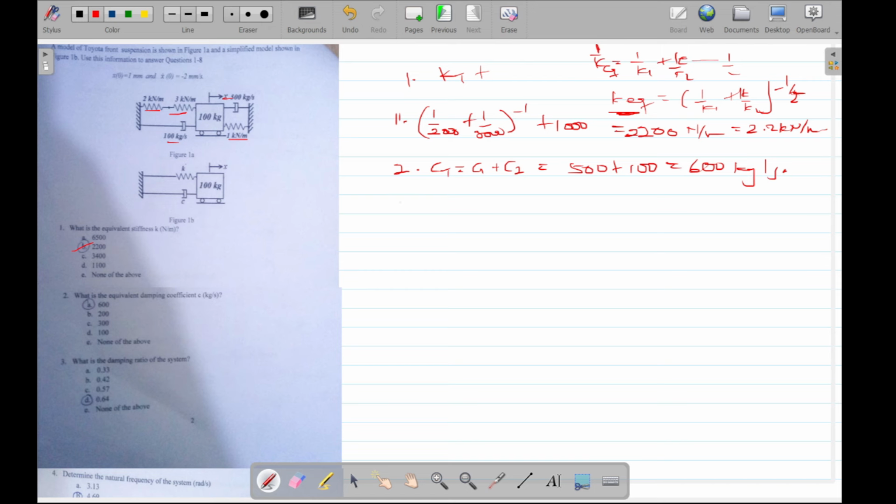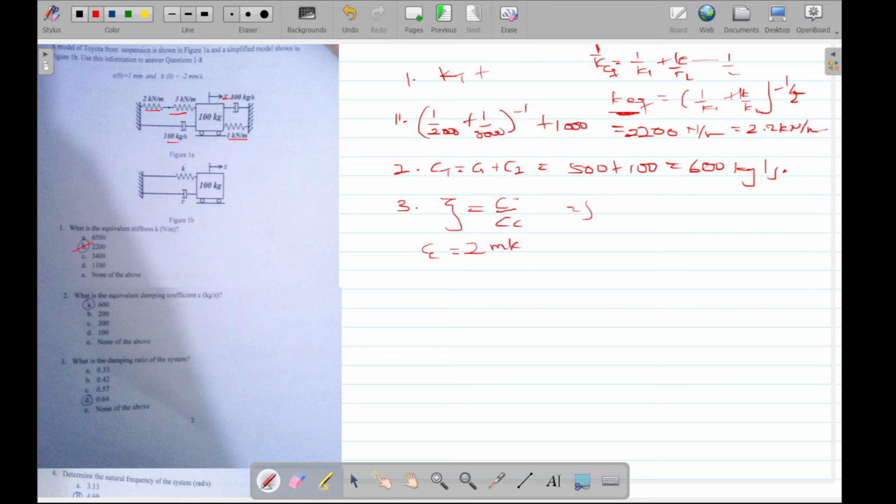Question 3, we are supposed to find the damping ratio of the system, and damping ratio is equal to C over CC. And so we need to find CC here. CC, which is the critical damping coefficient, is 2 root mk.